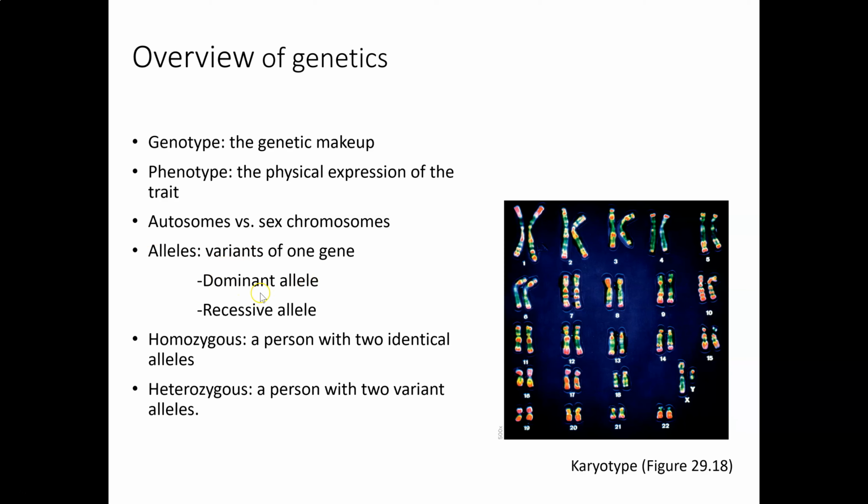And depending on the allele, if it's a dominant allele, that basically means even if you only have one copy of that allele, the trait encoded by that allele is going to be expressed. It doesn't matter whether the other allele you have is the same allele or not. As long as you have one copy of the dominant allele, you are going to express that trait. That's the definition of a dominant allele. So the dominant allele always gets expressed.